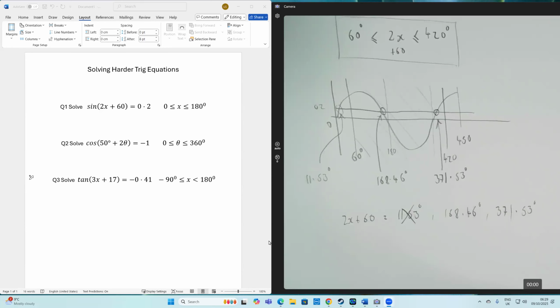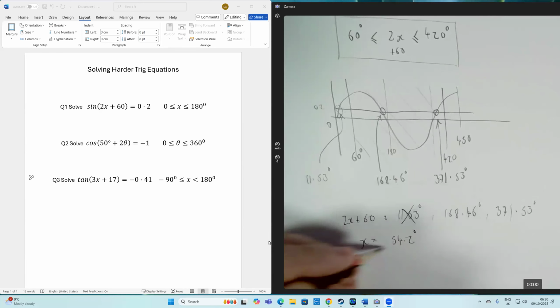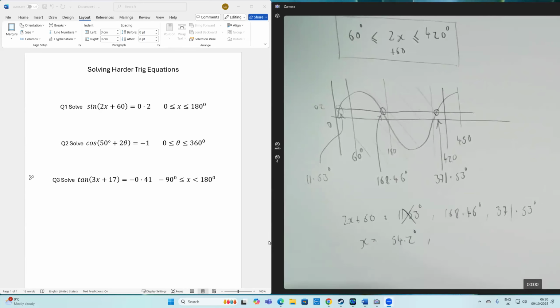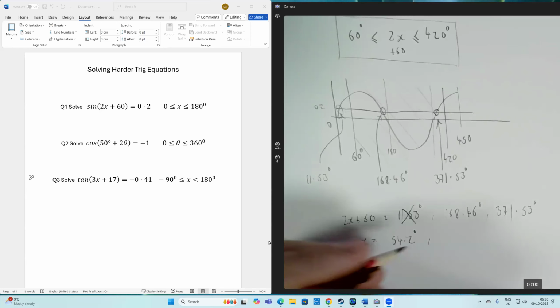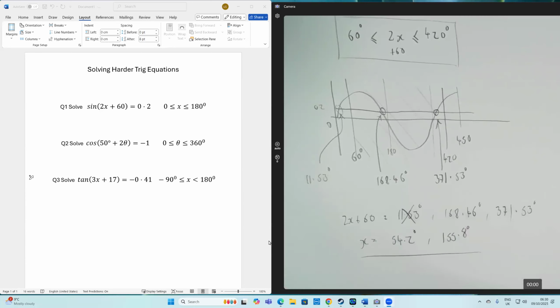So we've got 168.46. 168.46 minus 60 divided by 2 gives us that one there. So x is equal to 54.2 degrees. And then this one here, let's do the last one, 371.53 minus 60 divided by 2 is equal to 155.8 degrees. And those are our two solutions.